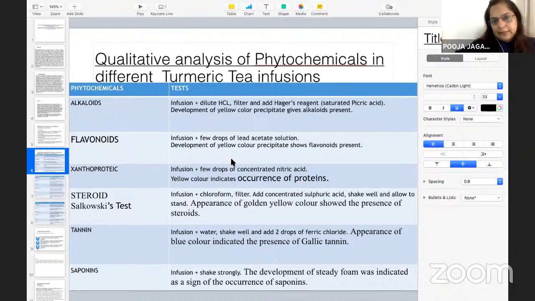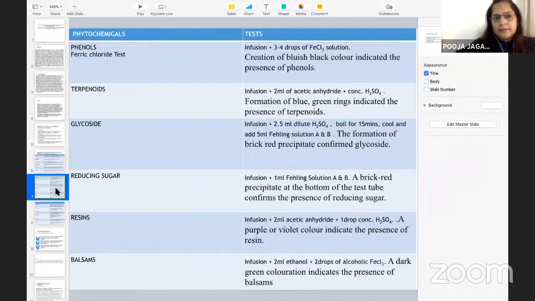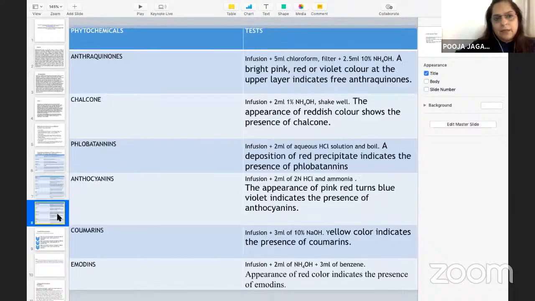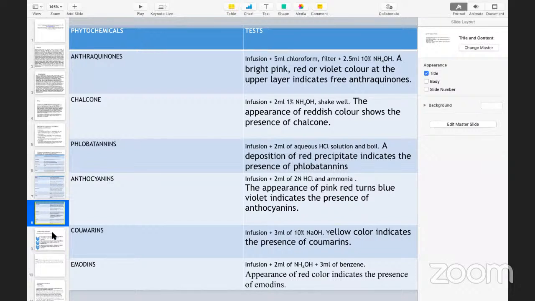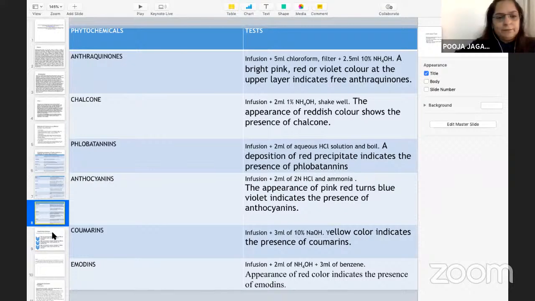These are the different tests and how we carried them out. I'm not describing the tests. These are the known tests for flavonoids, xanthoproteic, steroids, tannins, saponin, ferric chloride test, terpenoids, glycosides, reducing sugar, resins, balsams, anthraquinone, chalcone, anthocyanin, coumarin, emodins. All these phytochemicals were screened in each and every sample.